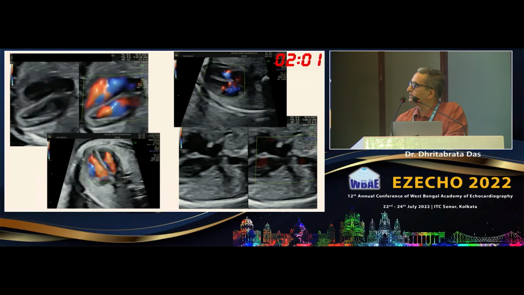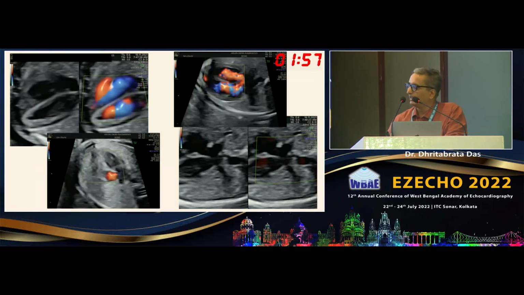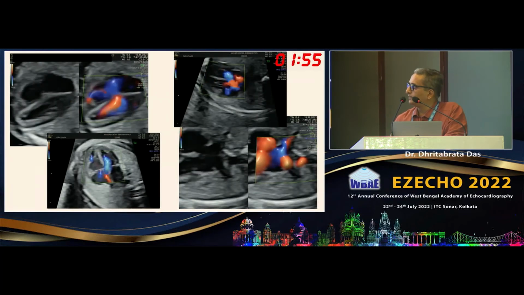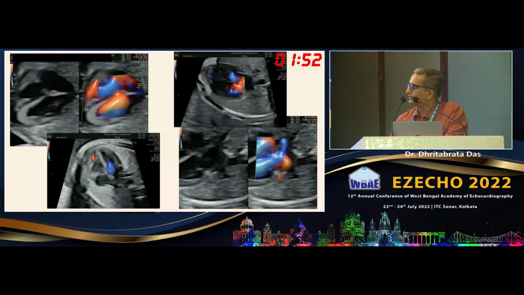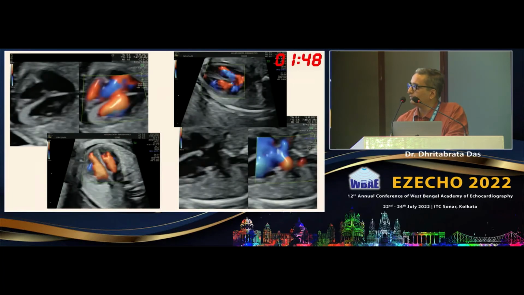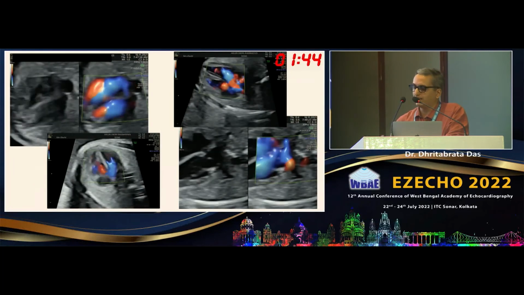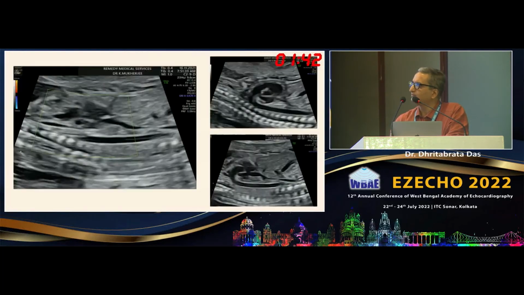And in this picture, you can see the flow through the patent foramen ovale as well. And in this one, you can see the pulmonary veins. This is the left atrium. You can see the foramen ovale flap to the left atrium, and these are at least two pulmonary veins draining into the left atrium, which rules out that there is total anomalous pulmonary venous drainage.